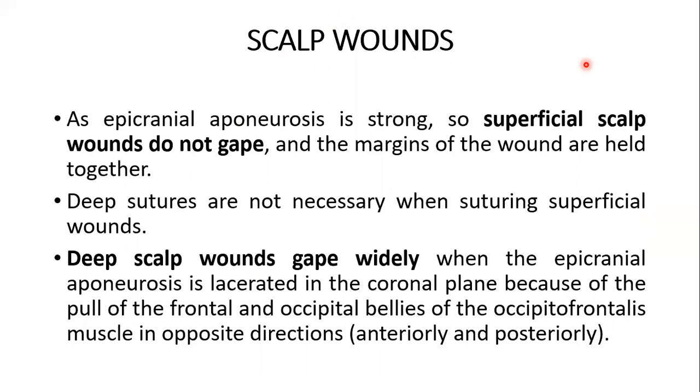So why? Because below the above two layers, which is the skin and the connective tissue, is the aponeurotic layer, which is very strong. So it does not allow any blood to go inside, and neither does it allow the wounds to gape. But if there is a coronal laceration of the aponeurosis, the epicranial aponeurosis is lacerated in the coronal plane, what happens?